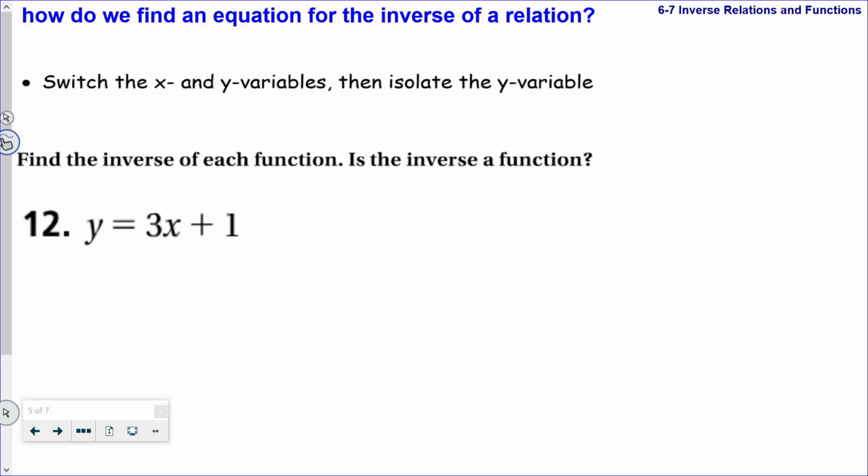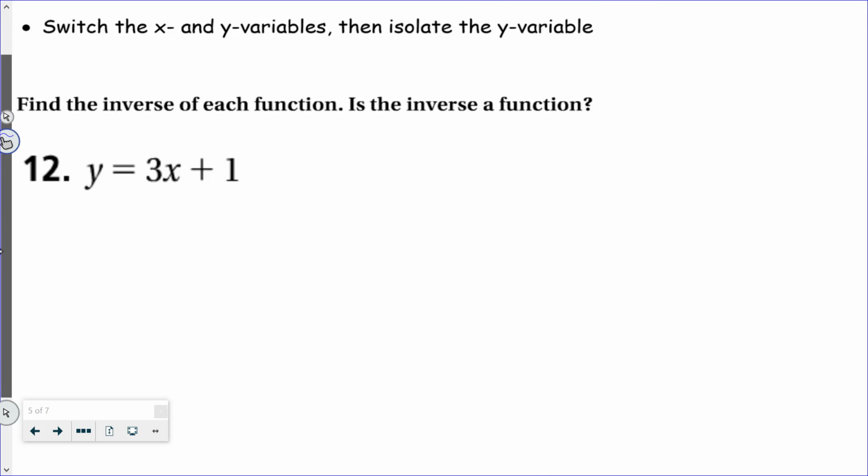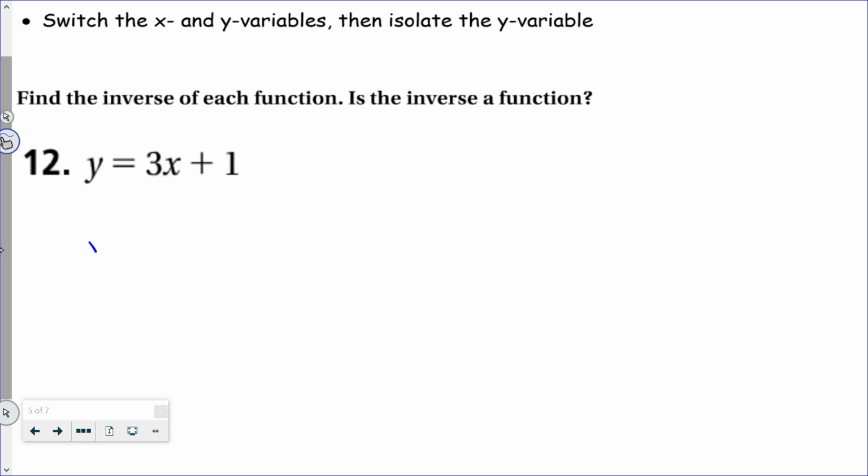The way you find the inverse of a function algebraically is you take the x and y and you switch them. So the first step, take your y and your x and you switch them. So you have x equals 3y plus 1. That's your first step in finding the inverse. After you switch your x and y coordinates, you solve for y.